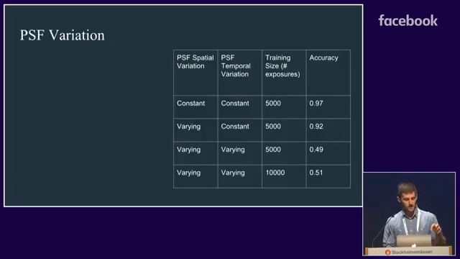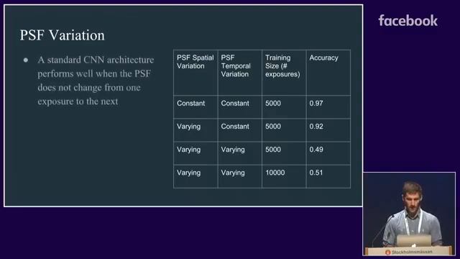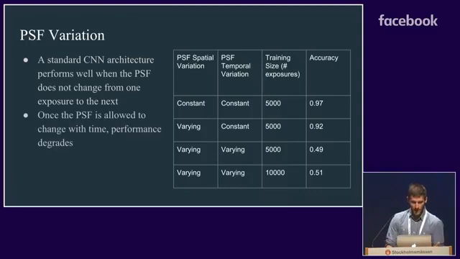And convolutional networks have shown tremendous performance for these kinds of image classification tasks. So why not try it here? When you leave the PSF fixed, both spatially and temporally, you get really good accuracy. If you let the PSF vary spatially, but you keep it constant temporally, you see the performance degrade some, but you can still get good accuracy. As soon as you let the PSF start changing from one exposure to the next, performance rapidly degrades to essentially random guessing. And even when you add more data, when you double the training size, you're still stuck at random guessing.